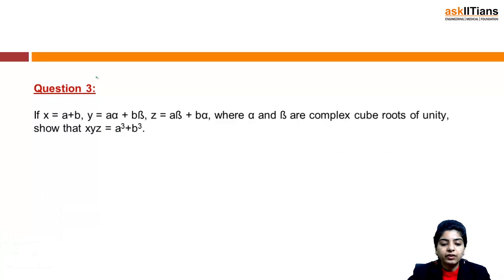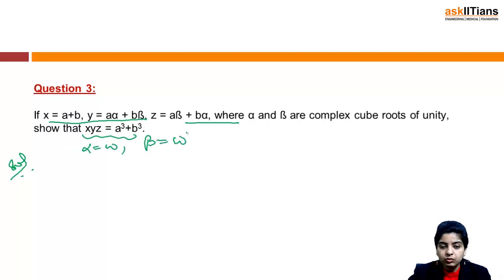Okay, so the next question that we have is, if x is a plus b, y is a alpha plus b beta, and z is a beta plus b alpha, where alpha and beta are given to be the cube roots of unity, show that xyz is a cube plus b cube. First of all, we are given that alpha and beta are the cube roots of unity, so I assume alpha to be omega and beta to be omega square. Then we are required to prove that xyz is a cube plus b cube.